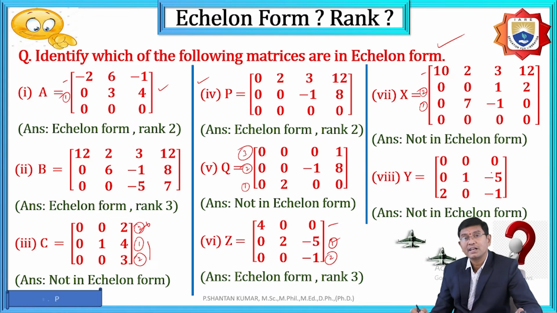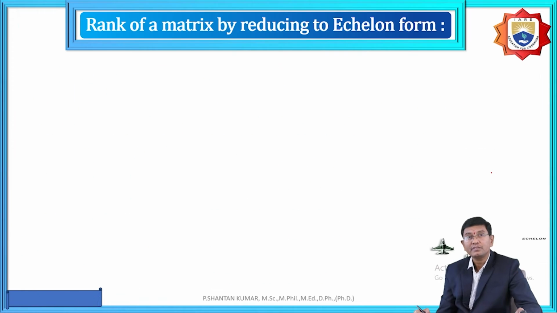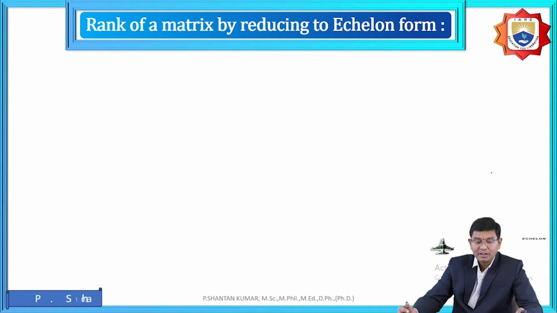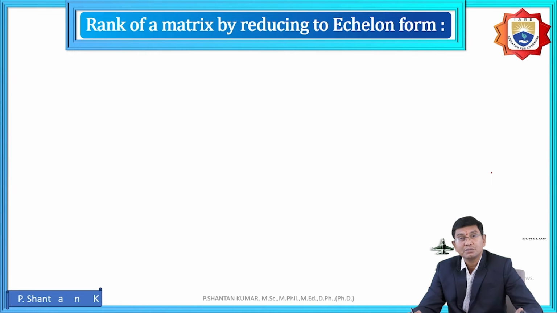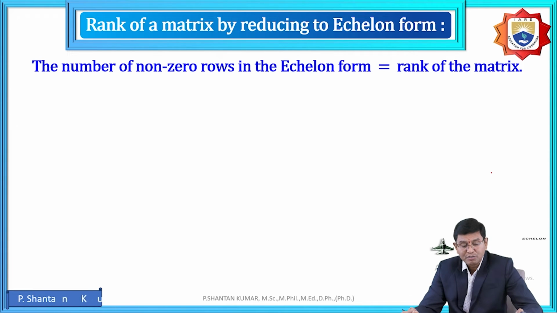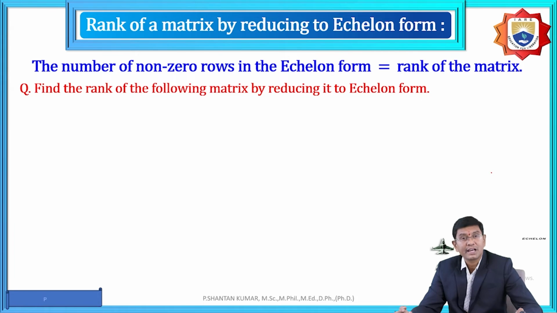And these are some examples of the echelon form of a matrix. Based upon this echelon form, we identify clearly what the rank of the matrix is. Further, for example, the rank of a matrix by reducing it to echelon form: after understanding the echelon form, if a matrix is given, how to reduce it to echelon form, and then how to find the rank of the matrix. That means the number of non-zero rows in the echelon form is equal to the rank of the matrix. That is the main concept involved.